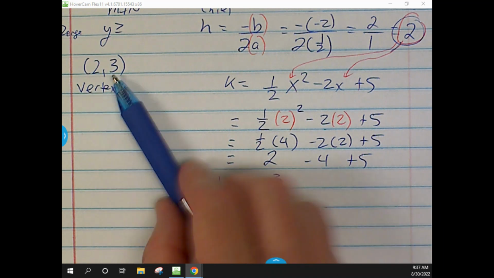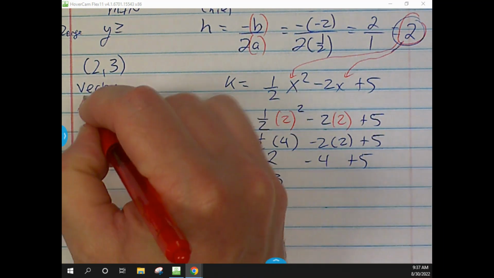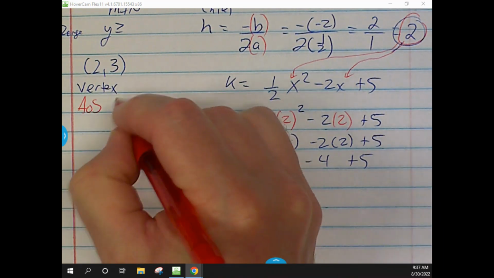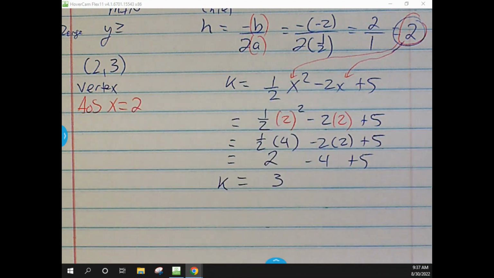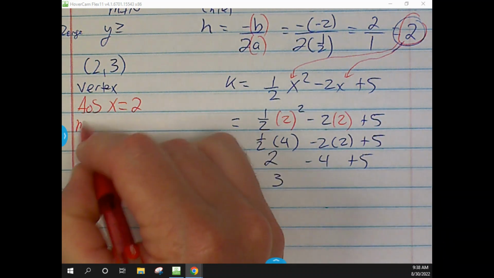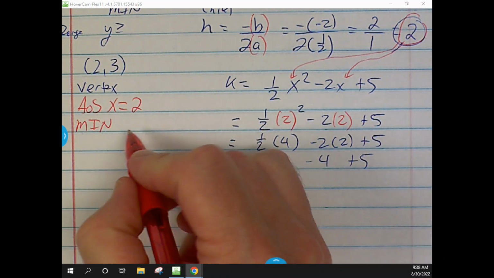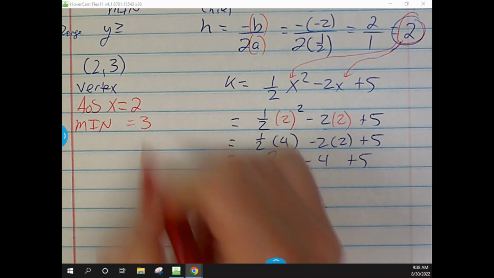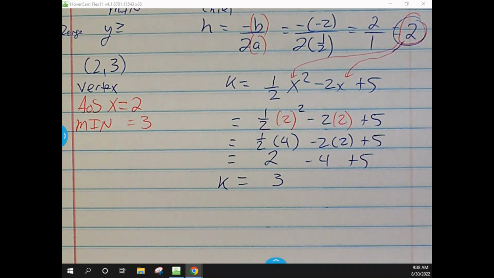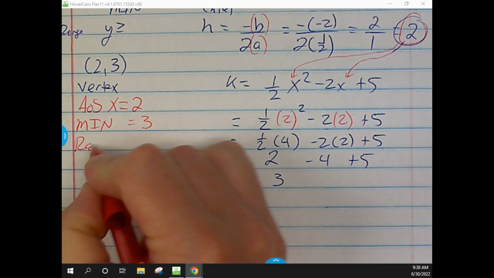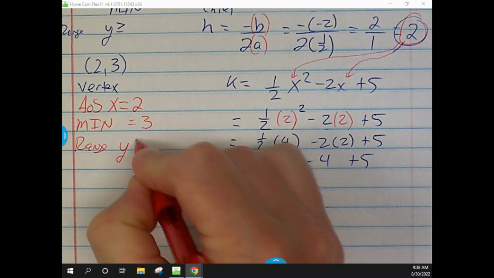Okay, so we've got our vertex. Again, axis of symmetry is the x value. So that's x equals 2. We know that the range, no, what was it we had to do next? The max or min value. We know it's a minimum. And that min value is going to be at 3. Wouldn't the range be y is greater than or equal to 3? Yep, so when we do the range, that's y greater than or equal to 3.